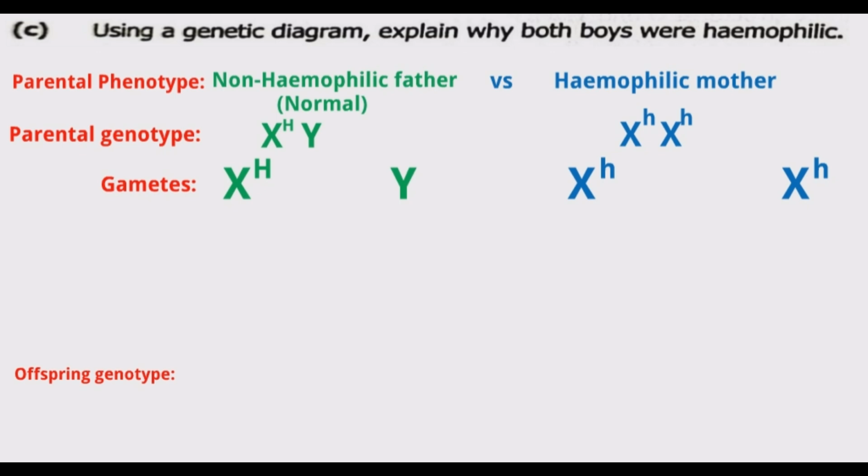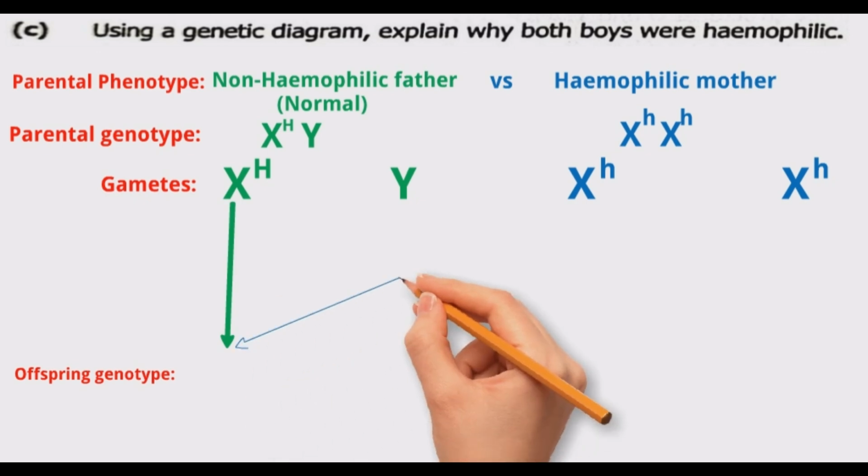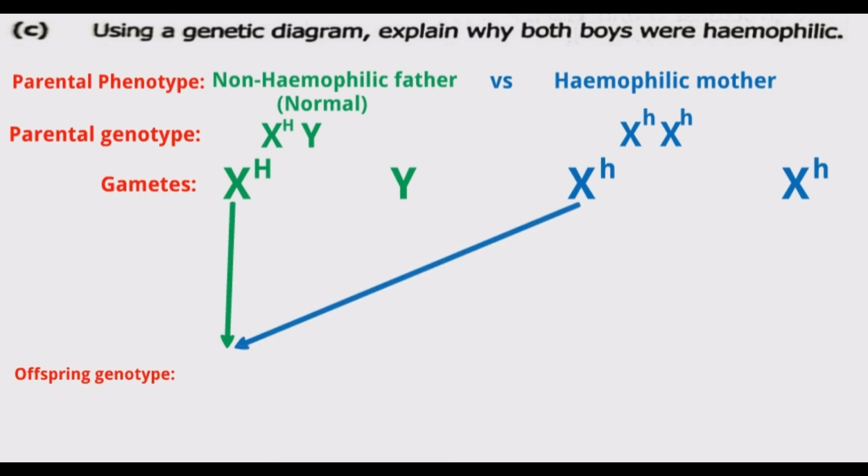To come up with the offspring genotype, first I'm going to draw the arrow from the X^H of the father coming down, which is the first X of the father. Then we come to the first X of the mother, and we draw a line meeting the arrow from the X^H of the father. When we meet there, we write the alleles that have mixed there. So we have X^H, the H in capital letters from the father, and X^h, the h in small letters from the mother. Then we write it down there.